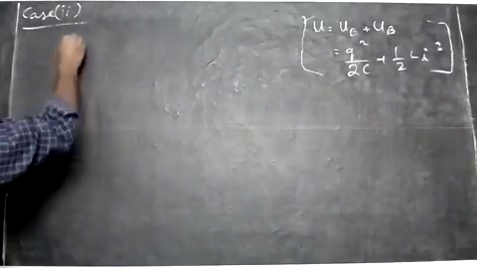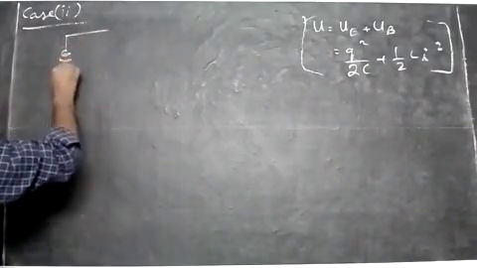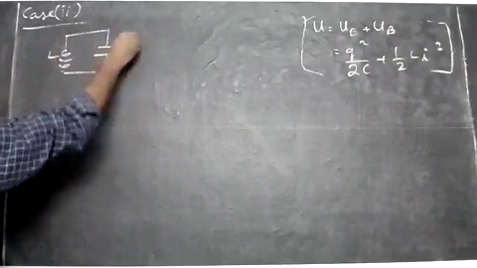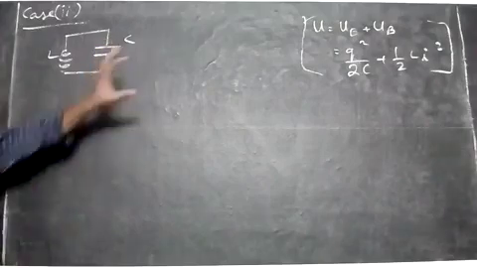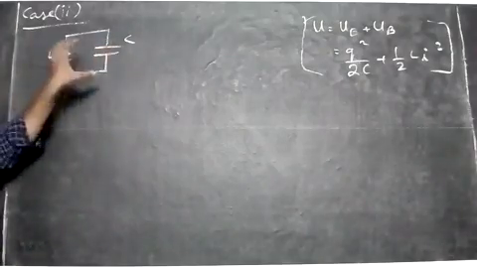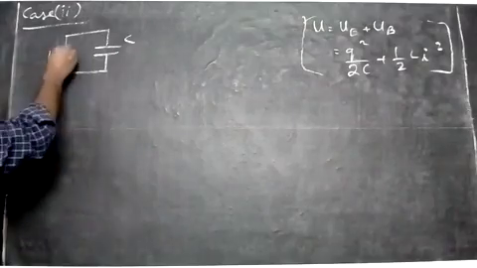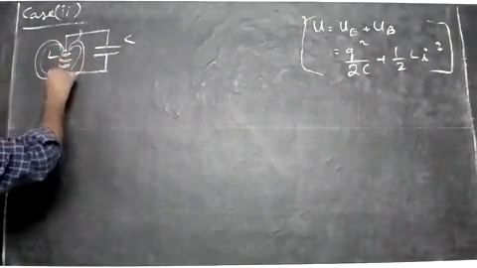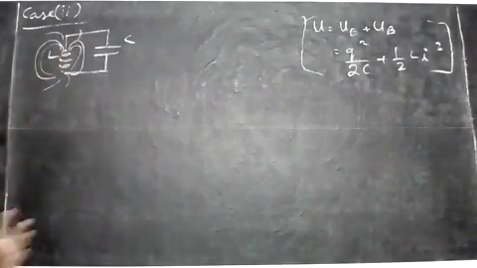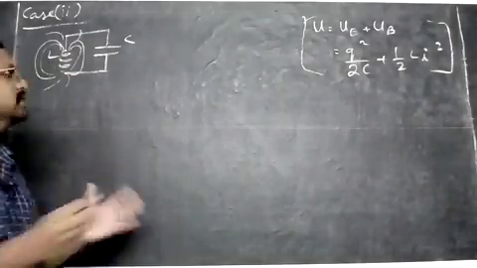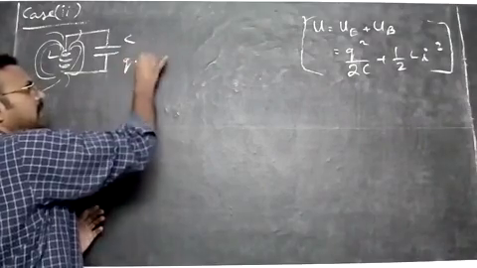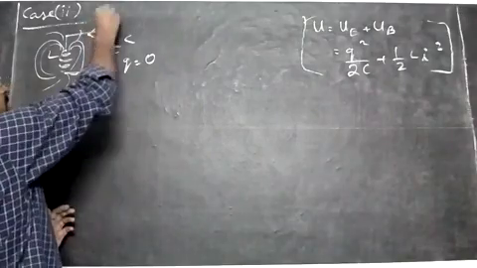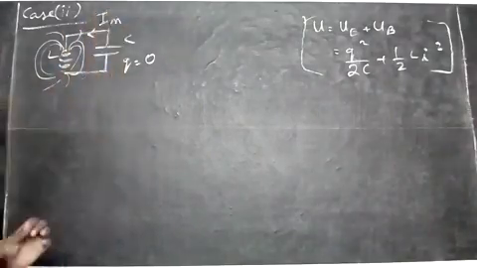In the second case we again have the coil and the capacitor, L and C. But now the capacitor has given out all its charge, and all the energy is stored in the magnetic field. The inductor will produce the magnetic field, so the entire energy is stored in the form of magnetic field only. In this case, the charge in the capacitor is 0, Q is equal to 0, and you will get the maximum current here. That maximum current is Im.